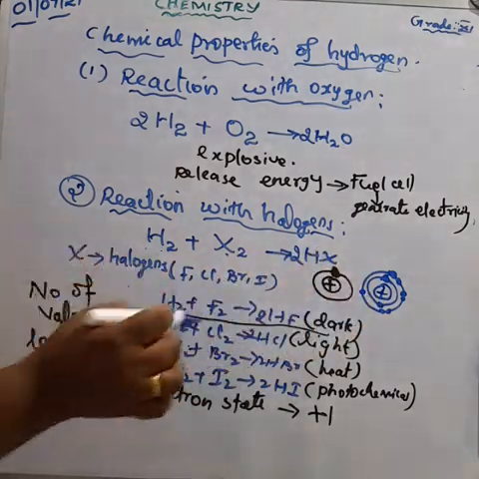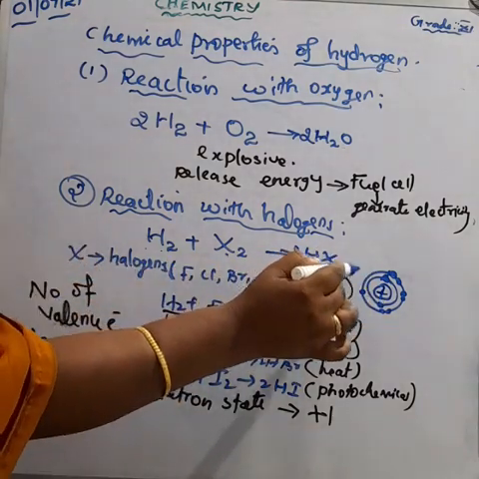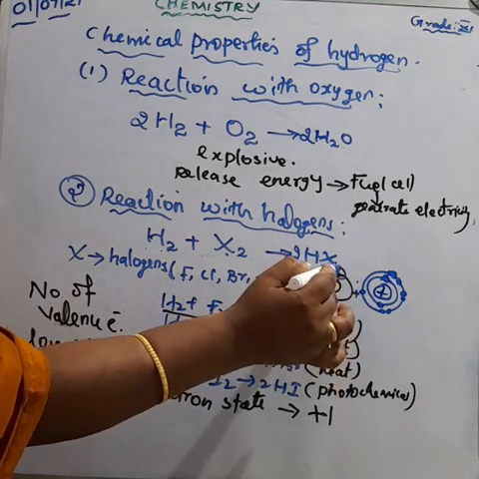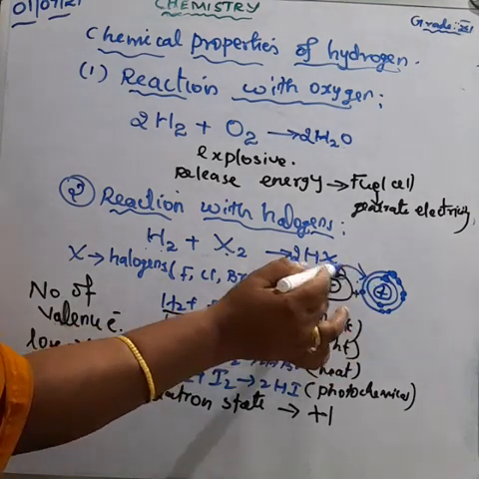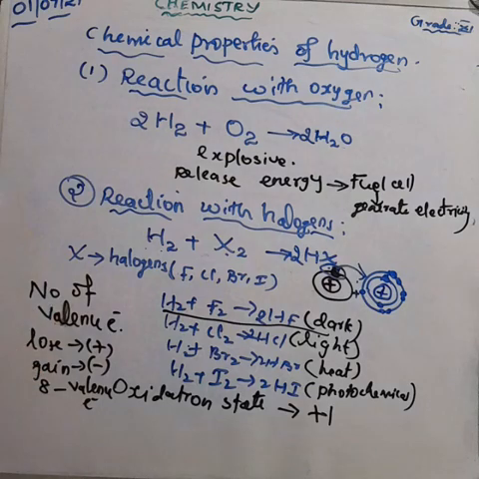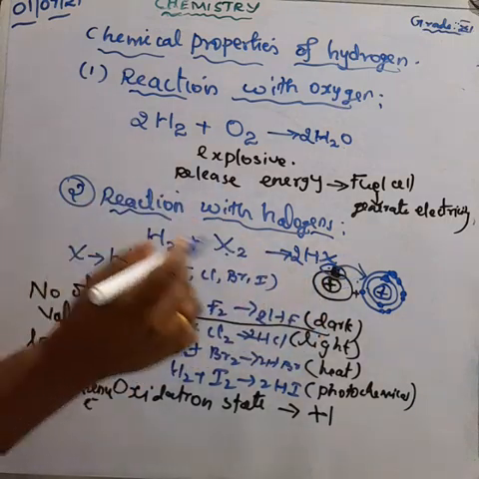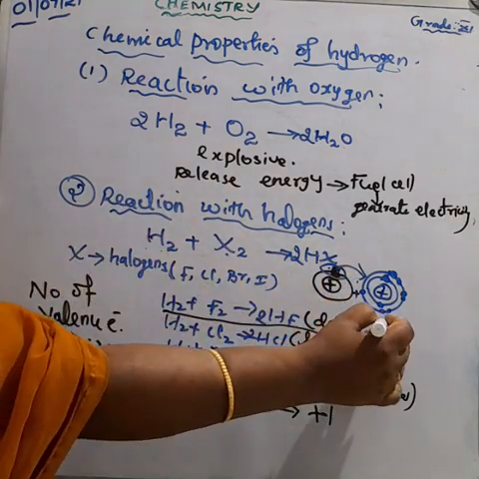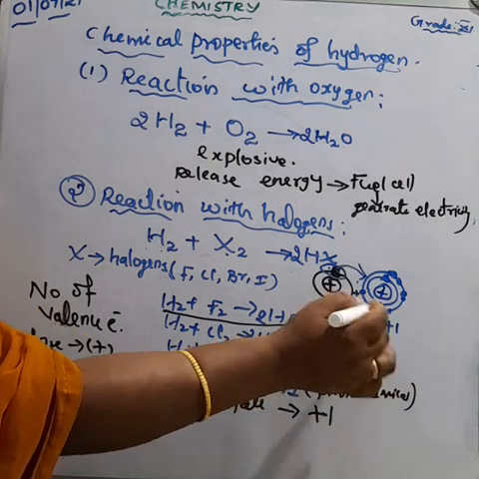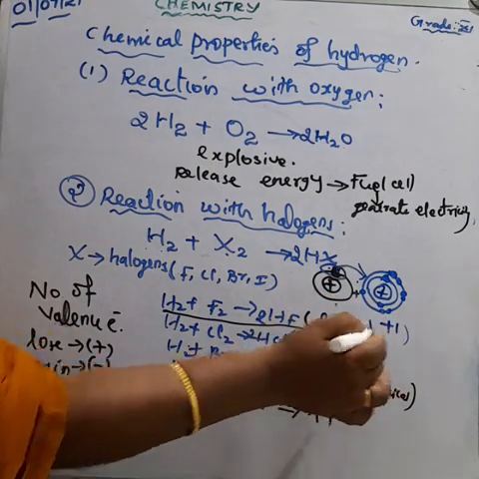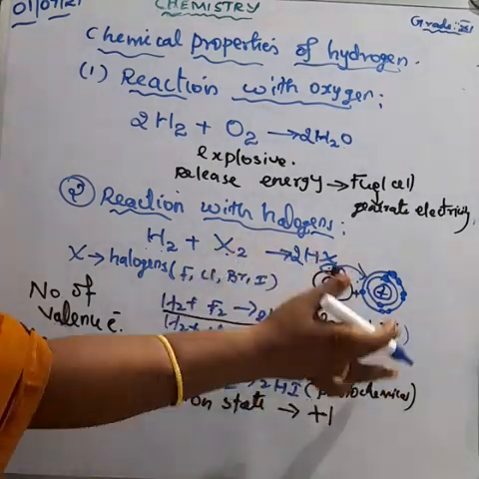So when hydrogen combines with fluorine, hydrogen gives this 1 electron to this fluorine atom. Hydrogen can lose this 1 electron to the fluorine atom. So what is the oxidation state of hydrogen for this reaction? +1, because the hydrogen lost 1 electron.